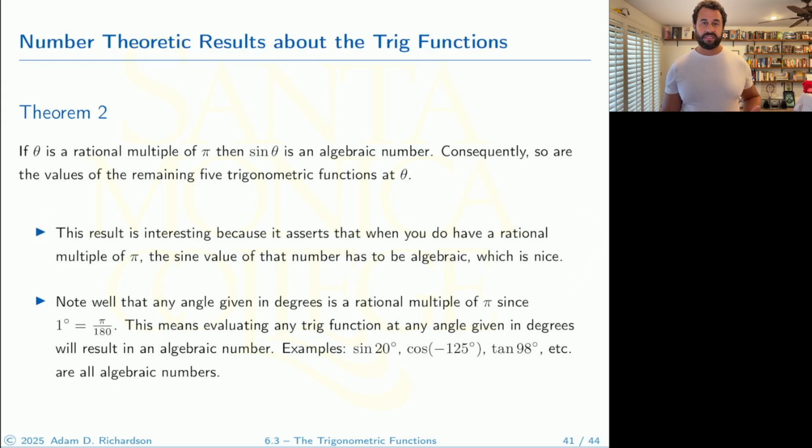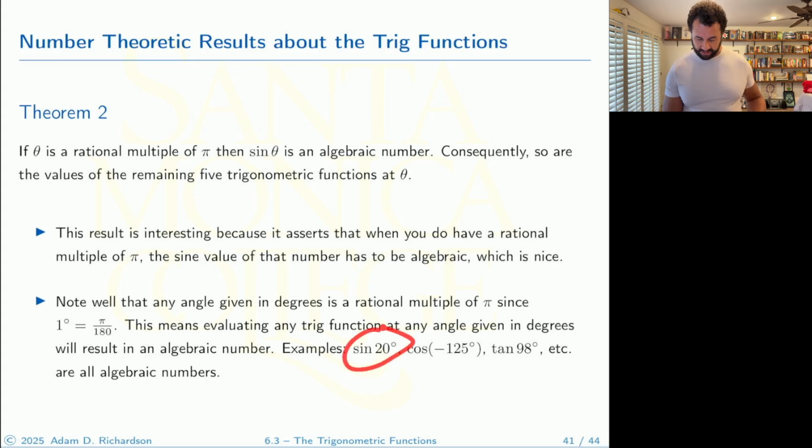So, yeah, this is actually kind of nice. One of the reasons that this is nice is because any angle given in degrees is a rational multiple of pi. Remember? 1 degree is pi over 180, that's 1/180 times pi. That's a rational multiple of pi. So that means that anytime you evaluate a trig function given in degrees, the result is going to be an algebraic number, guaranteed. But again, almost always going to be an irrational number. So it may be algebraic, but it's going to be irrational.